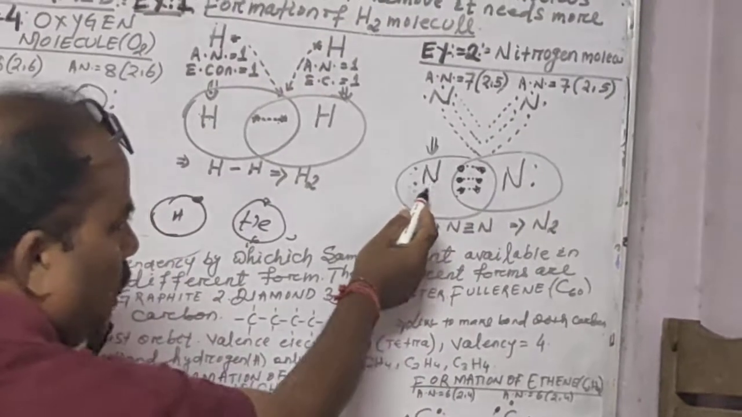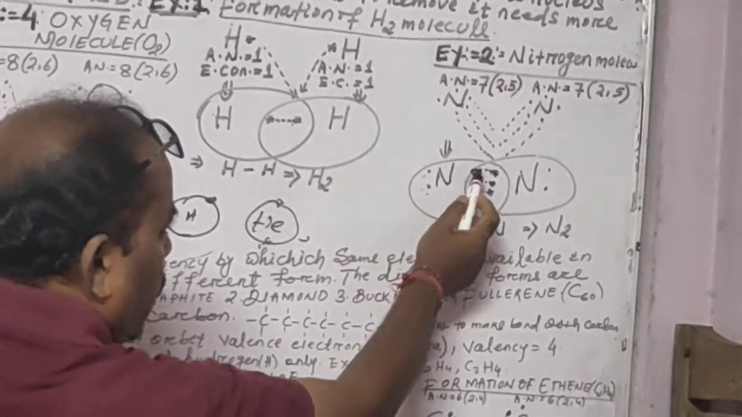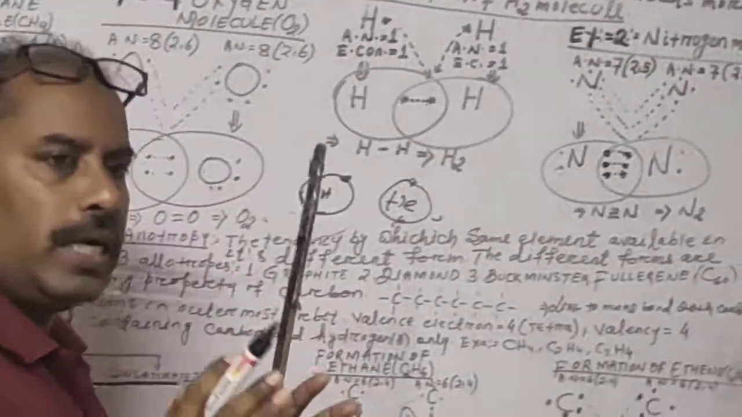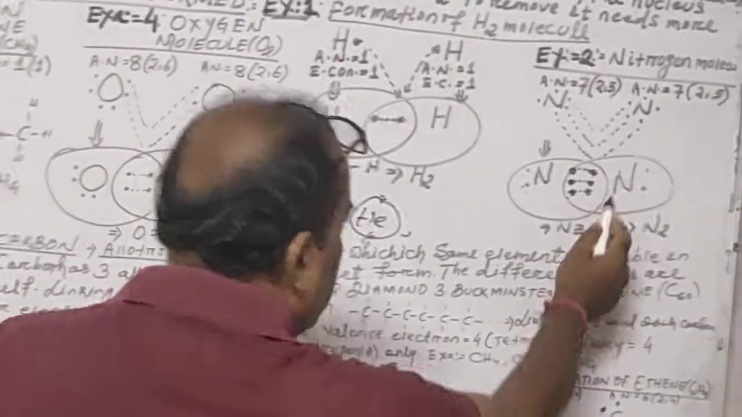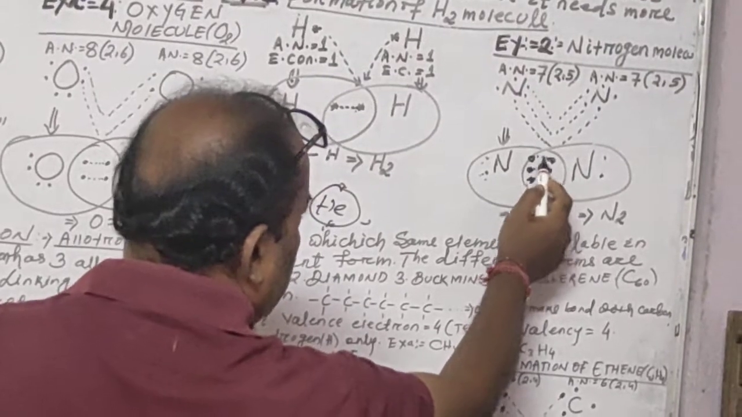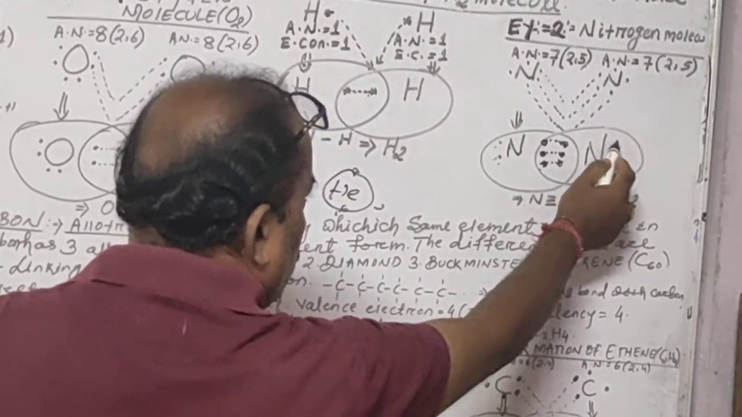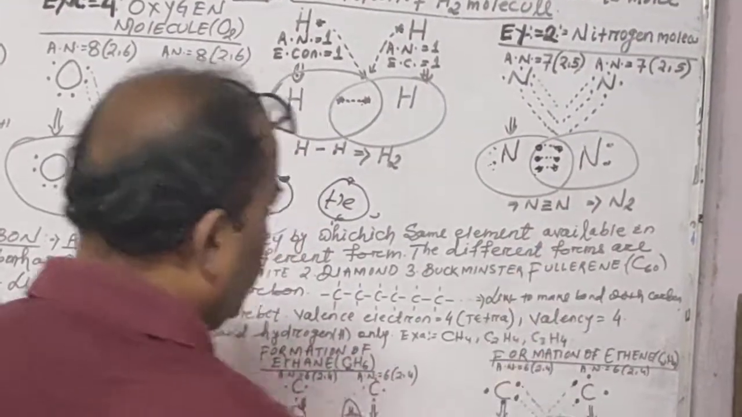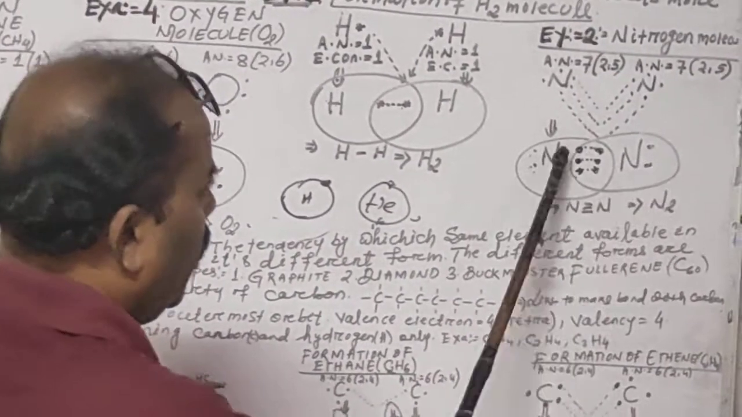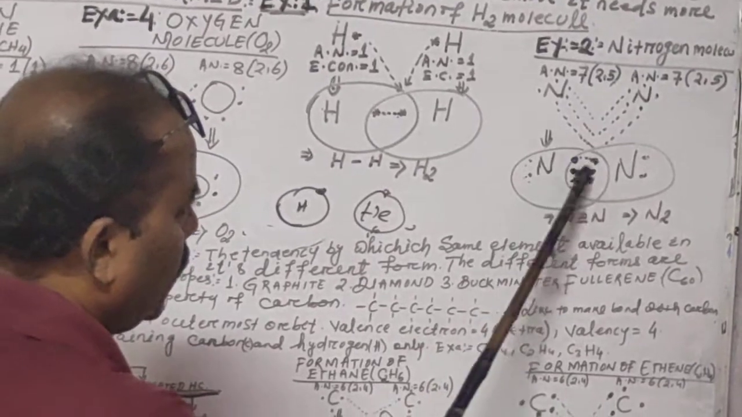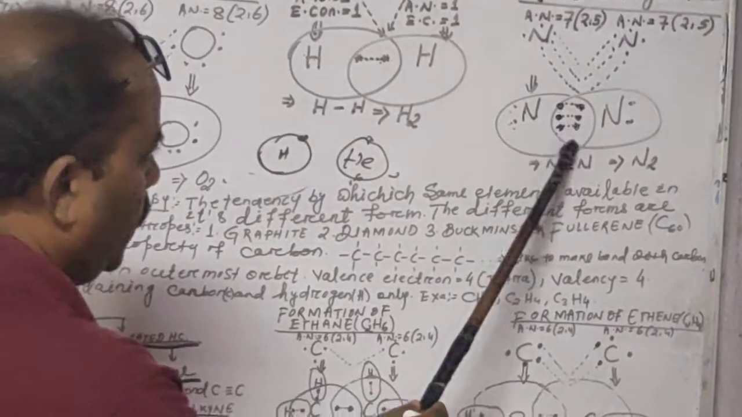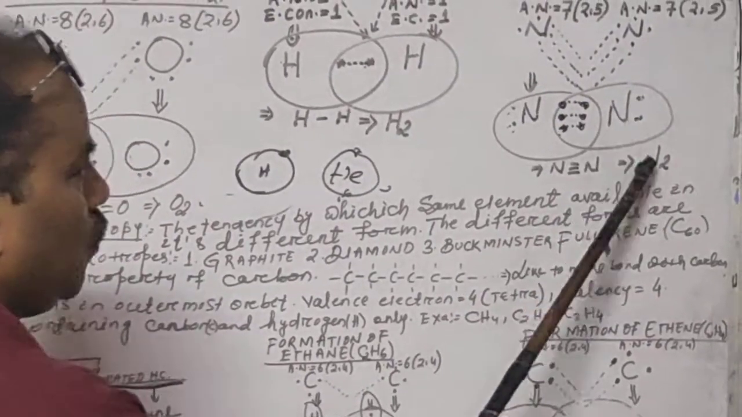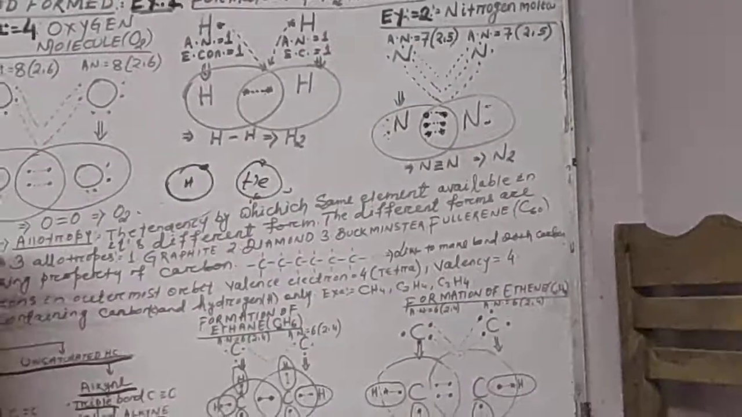Now this nitrogen is satisfied because it says, I have 2, 4, 6 and 2 more, 8. Once it gets 8 it is satisfied. This nitrogen also says, my sharing is there, 2, 4, 6 plus 2, so I am having 8. So both are satisfied, they are stable. So they form the bond. How many bonds are they forming? Single bond, single bond, single bond. 3 bonds are there. So N triple bond N. How many nitrogens are there? 2 nitrogens. So the N2 molecule will be formed.